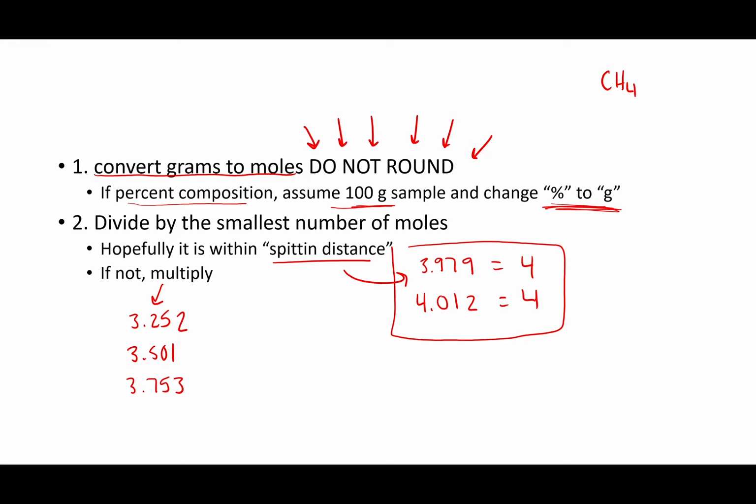So 3.75, if I type in my calculator, times 2, that gives me 7.5. That's still not close enough for me. So 3.753 times 3. That gives me 11.259. Also not close enough for us.